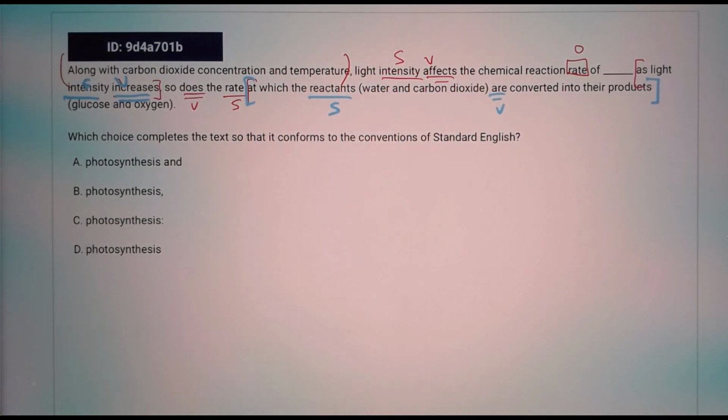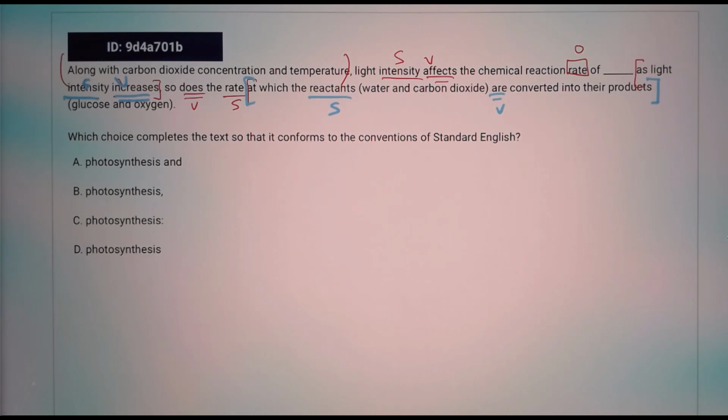Of course, when you take the SAT, you don't have to mark this much. I'm just trying to show you how we eliminate the answer choice and how you can tell which is a main clause subject and verb and which is a dependent clause subject and verb. It will help, especially in punctuation. Okay, so which choice completes the text?